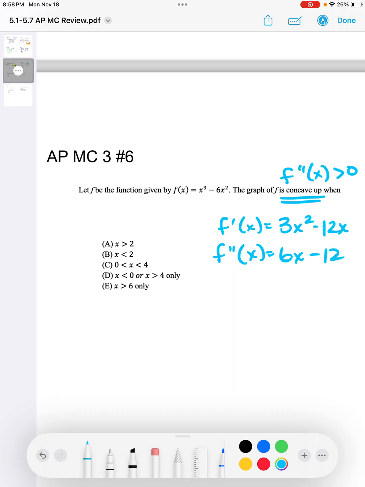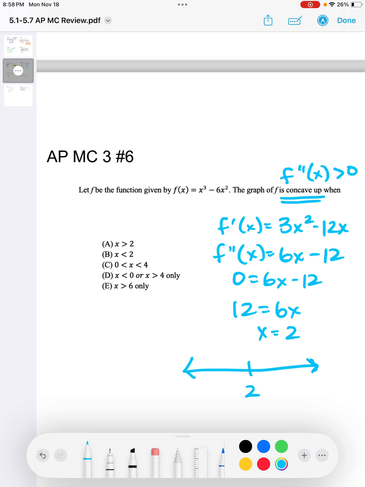And we got to get my critical numbers, so I'm going to set it equal to 0. Solve. And my only critical value, the only spot where I could potentially have a point of inflection, is at 2. Well, now that I know that's my only possibility for a point of inflection, these are going to be gone.